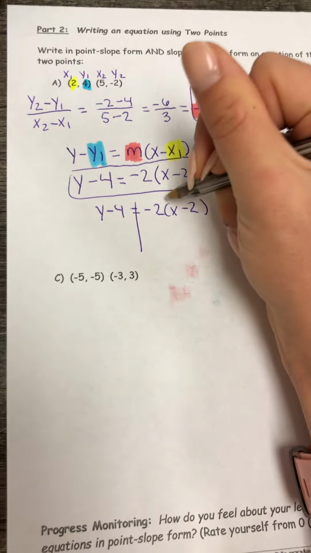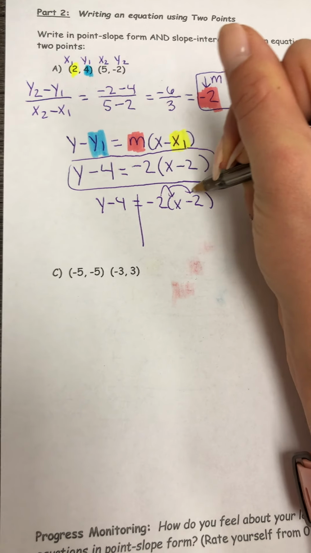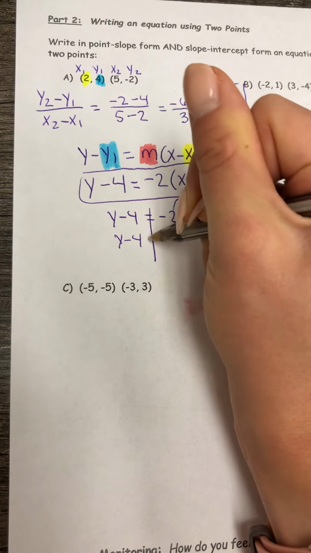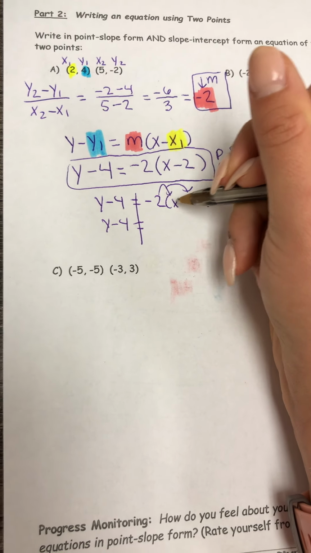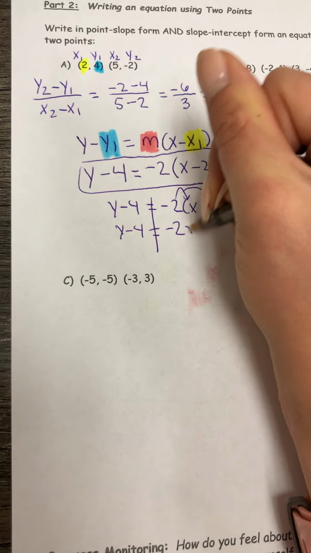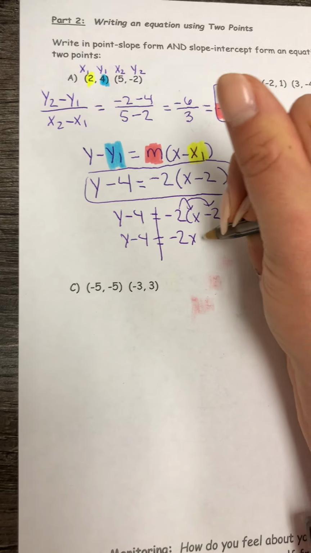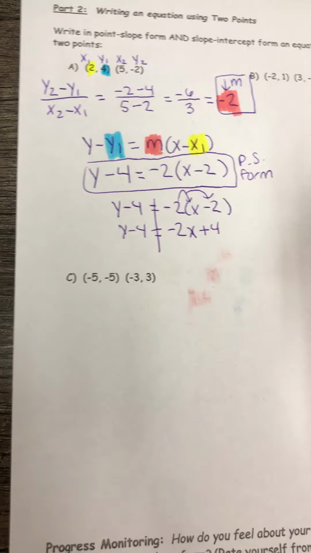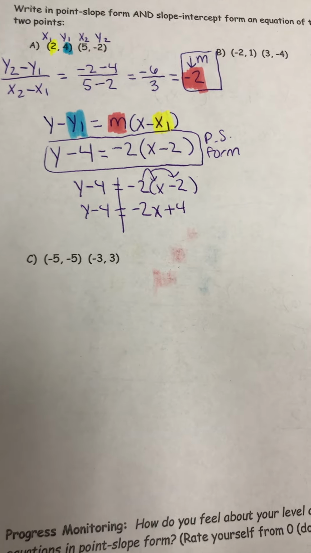And I am going to solve. So I have to distribute that -2. Left side stays the same to start. -2 times x is -2x. -2 times -2 becomes +4 because a negative times a negative is a positive.